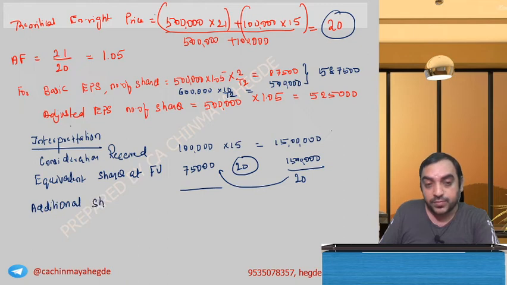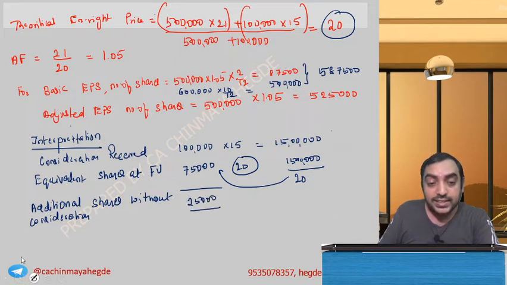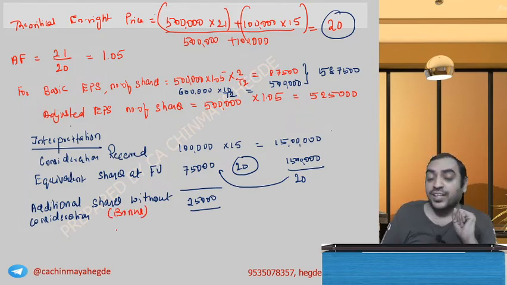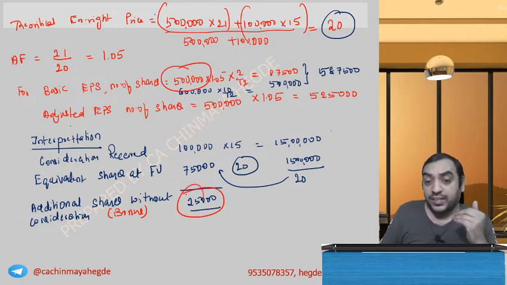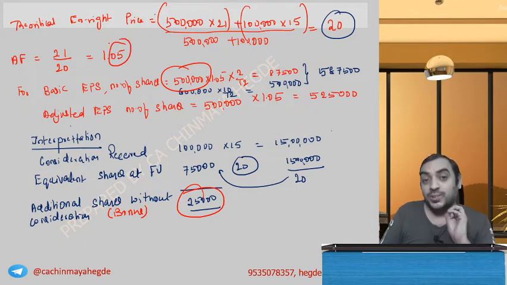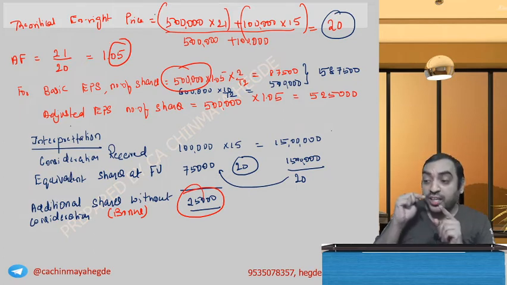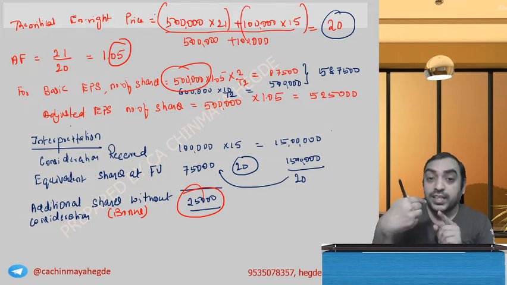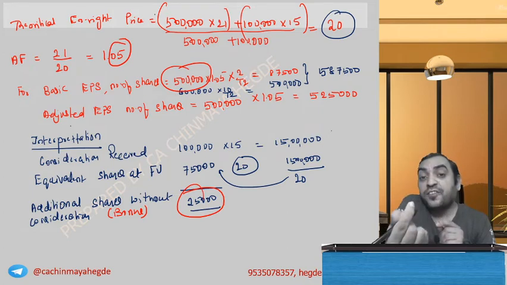Additional shares without consideration: 25,000 shares. Now this 25,000 shares is like a bonus. And if you compute the ratio, 25,000 out of existing 5 lakh, 25,000 by 5 lakh, how much do you get? 0.05. That's what this 0.05 means. Bonus element: for every one share you have, you are giving 0.05 free of cost.